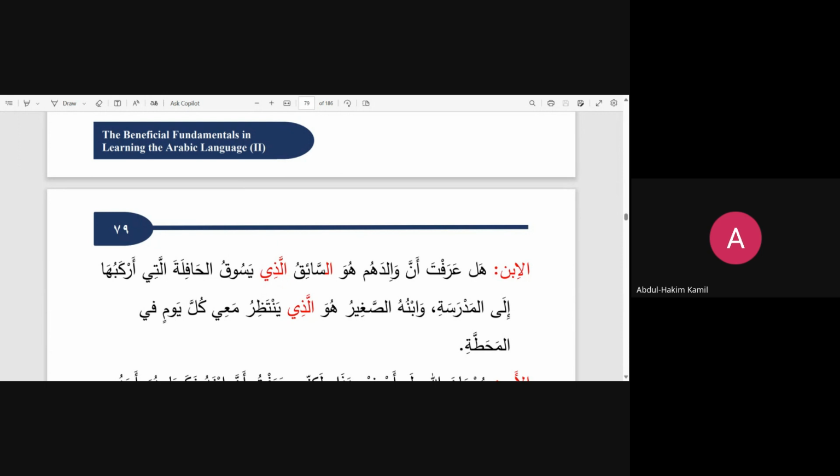Let's read after that. الحافلة التي أركبها. يسوق الحافلة التي أركبها. The driver who drives the bus which I ride to school. Okay, let's not get the past tense mixed up with the future tense. I ride to the school. Okay, let's go back. والدهم هو السائق الذي يسوق الحافلة. Did you know that their father, he is the driver who drives the bus? The bus التي أركبها إلى المدرسة. What does that mean? الحافلة التي أركبها إلى المدرسة.